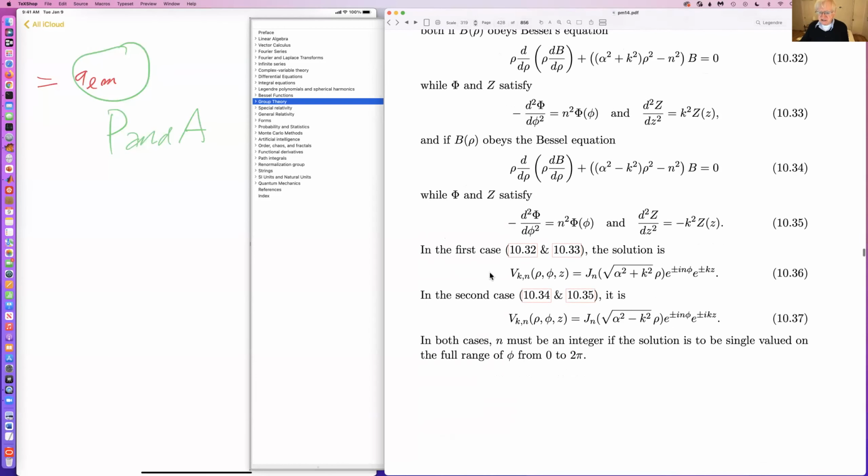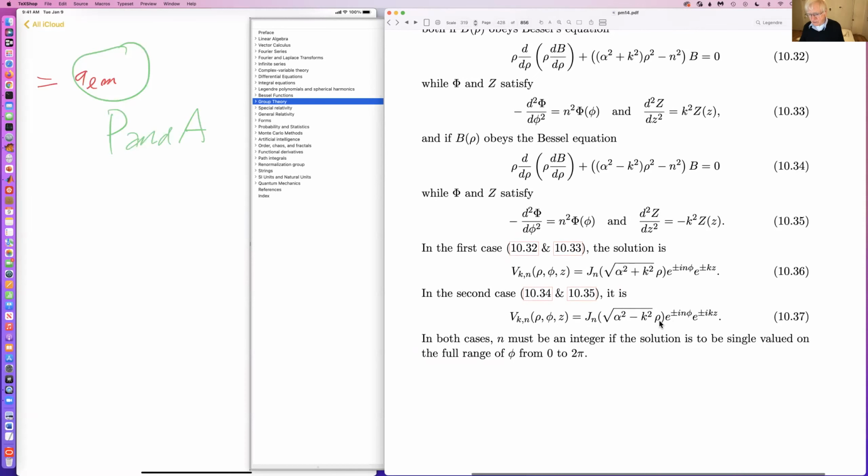In the first case, the solution is J_n of root alpha squared plus k squared rho, e to the i n phi, e to the plus or minus kz. In the second case, it's J_n of the square root of alpha squared minus k squared rho, e to the plus or minus i n phi, e to the plus or minus i kz. And in both cases, n must be an integer if the solution is to be single valued on the full range of angles from 0 to 2 pi.